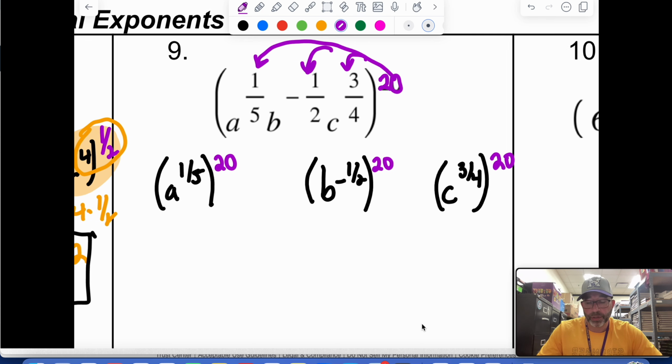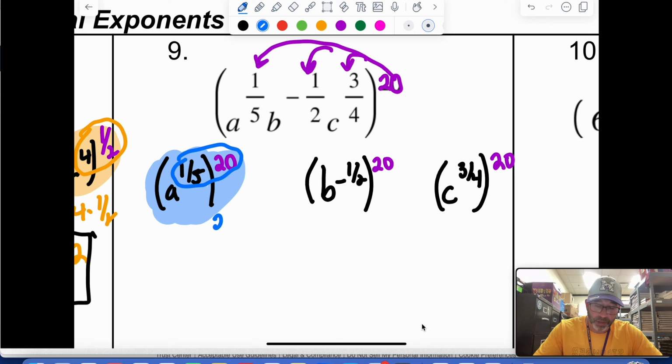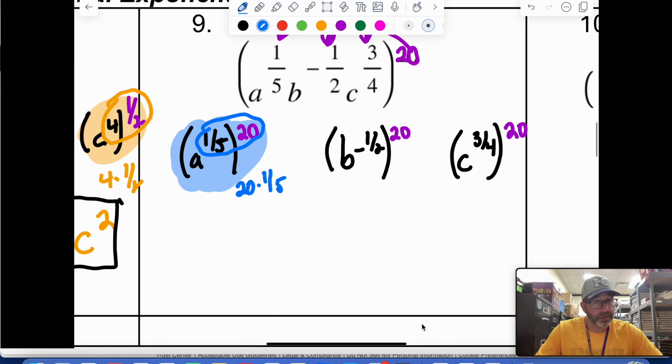Okay, so let's go part by part here. We have this first part here, which we're going to take the exponent since it's a power raised to a power, and we're going to multiply it. So 20 times 1/5. And that's just taking 20, dividing it by 5. We end up with a to the 4th.